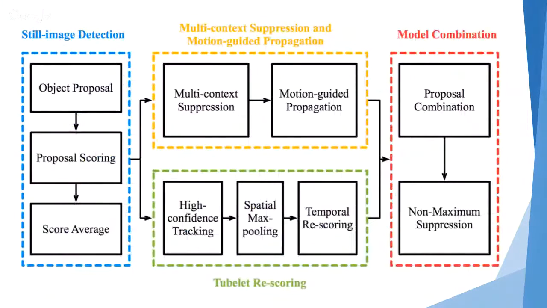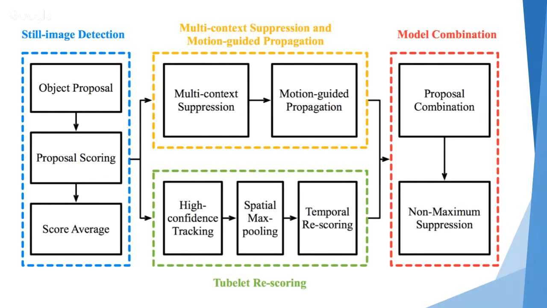This is the architecture. As we can see, we have four main modules. The first step is the still image detection. After that, from the still image detection, they try to extract the contextual and the timing information. And after that, they combine all the results to get the best score.